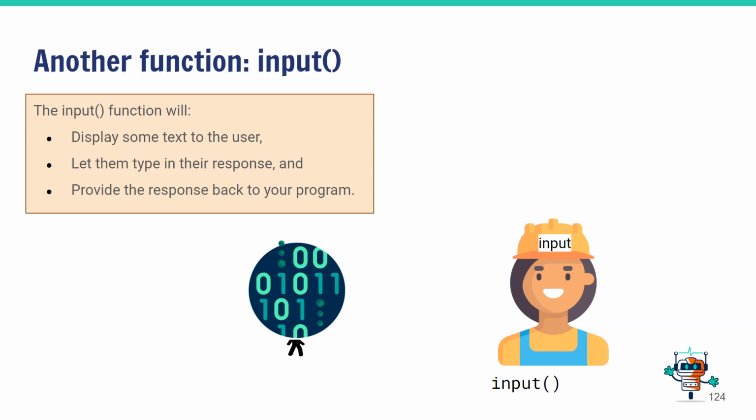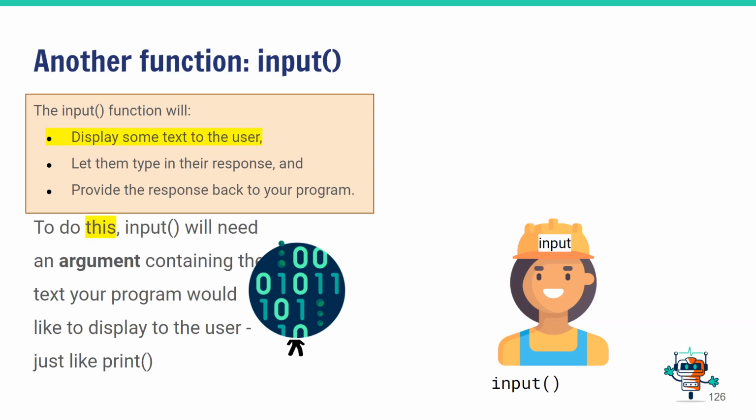So the input function does three things for us in Python. One, it will display some text to the user, just like the print function does, but it will also let people type in their response. And then finally, it will give that response back to your program. So the first step is it's going to display some text.